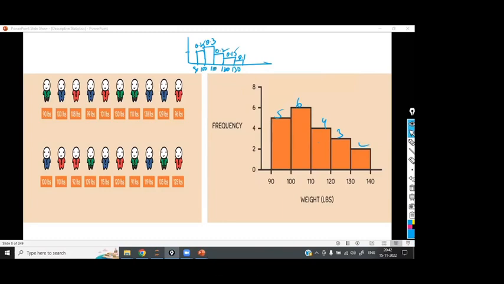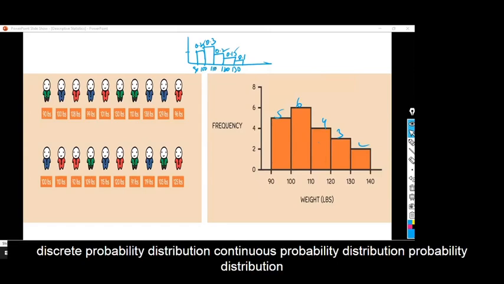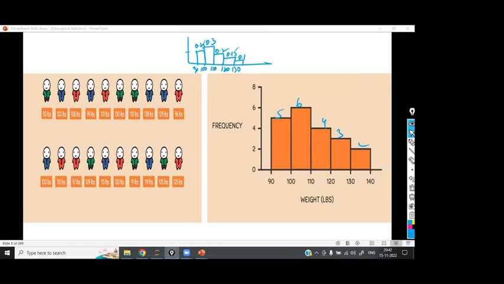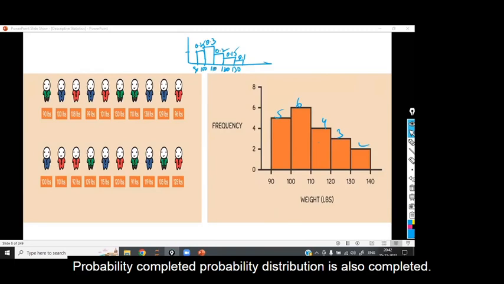Any questions? Discrete probability distribution, continuous probability distribution. Probability distribution is also completed. Topic is completed. Probability completed. Probability distribution is also completed.